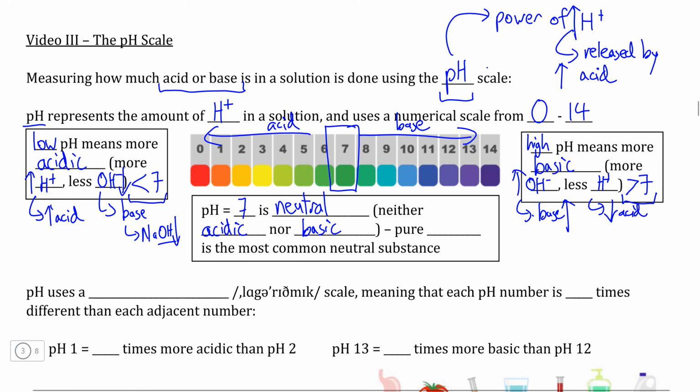And the classic example of a substance that has a pH of exactly 7 is water, because we use water as a benchmark for determining is more H+ dissolved in water or is more OH- dissolved in water.